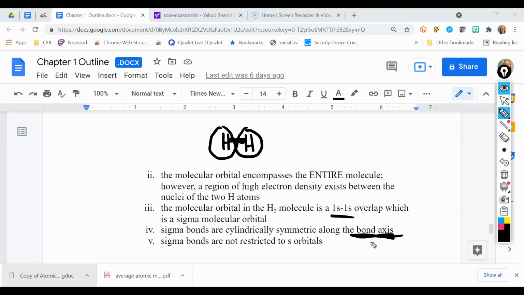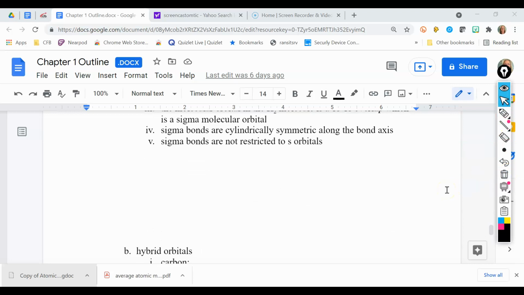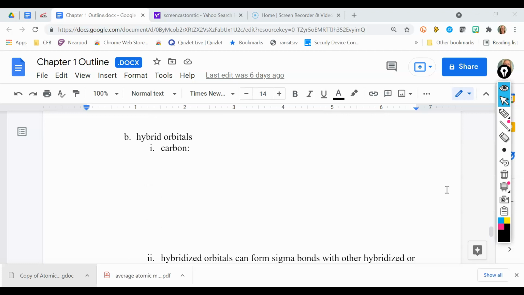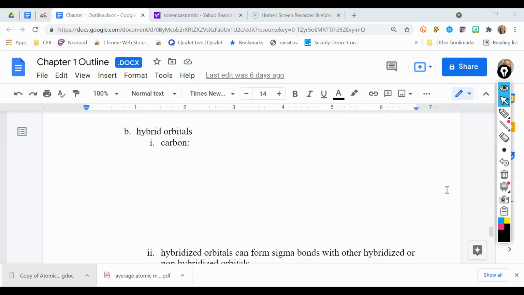But these kinds of sigma bonds are not only found in s orbitals. They can be found in p orbitals as well. And I think that you've heard that from me before. So we're going to move things along here. So what about a hybrid orbital? So for instance, in the case of carbon, you might think, well, it has 1s2, 2s2, 2p6, or 2p2, excuse me. So that looks like it has 2 s orbitals and 2 p orbitals, and it does.